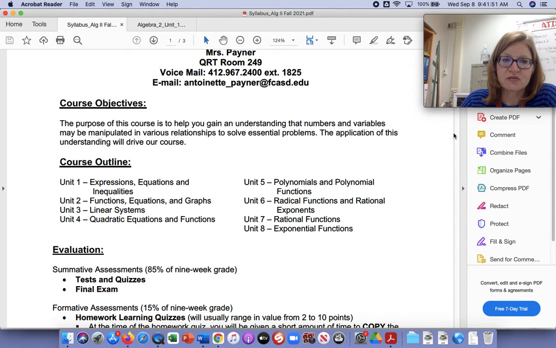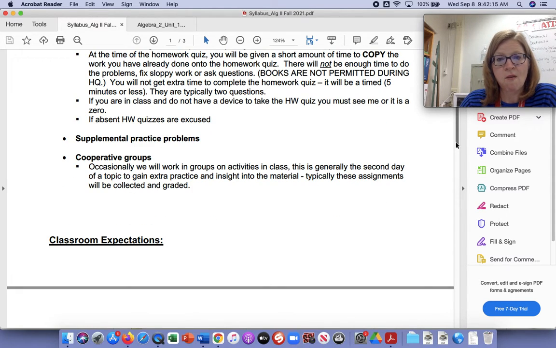The course objectives: the purpose of the course is to help you gain an understanding that numbers and variables may be manipulated in various relationships to solve essential problems. The application of this understanding will drive our course. These are the units that we're going to cover. These first 3 units are very much a review of Algebra 1. So if the kids feel that we're going faster, it's because they've already learned a lot of this stuff already.